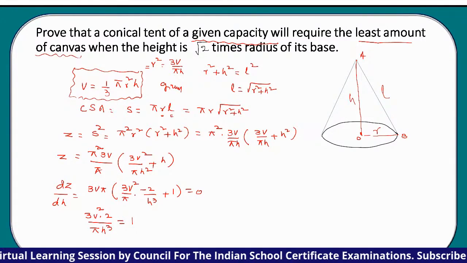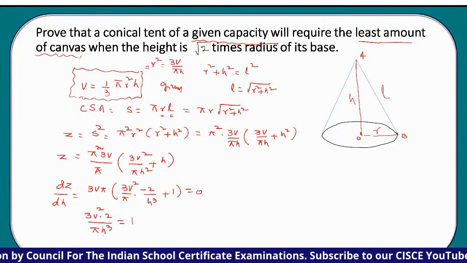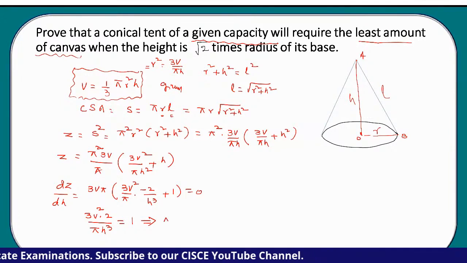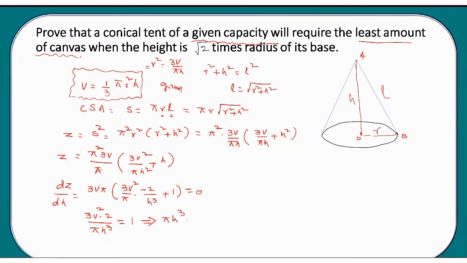If you simplify further, pi h cube is equal to 6v square. Pi h cube is equal to, this v square, no, this is not v square. This is only v. The v is not multiplied. 6v. Pi h cube is equal to 6v.